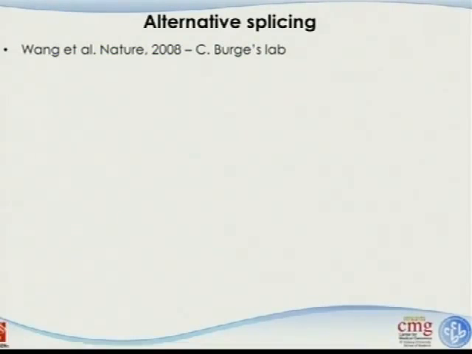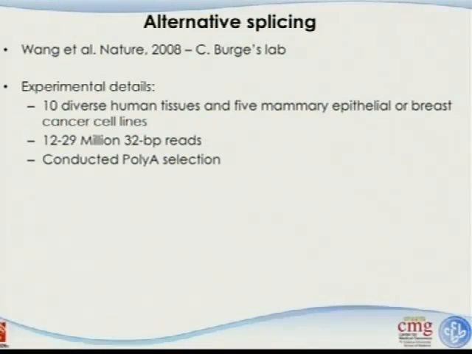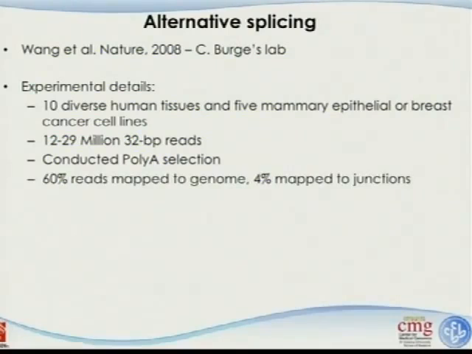Okay. The second study I want to introduce a little bit is from the Burge Lab, also published in 2008, to study alternative splicing. What they did is they used 10 diverse human tissues and 5 epithelial or breast cancer cell lines, so 15 individual samples. Now these are 32 base pair reads, a little bit longer, and 12 to 30 million reads per sample.